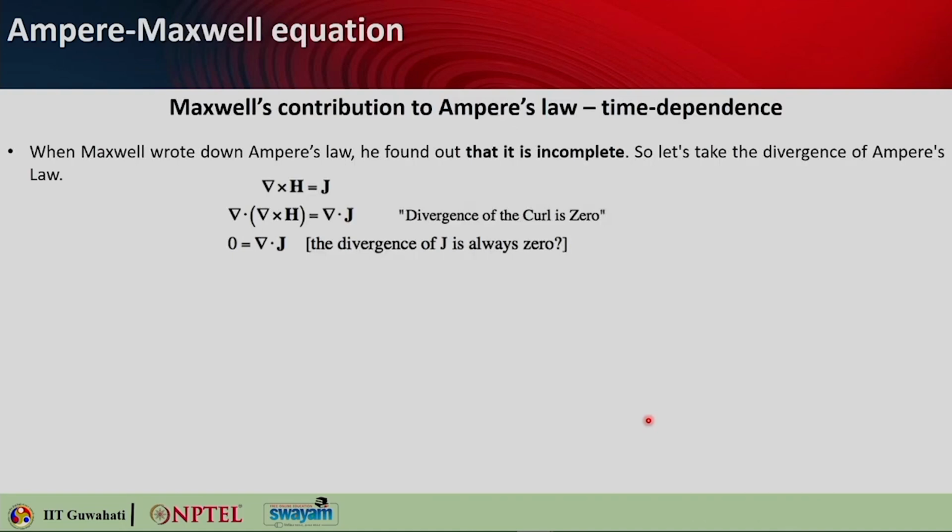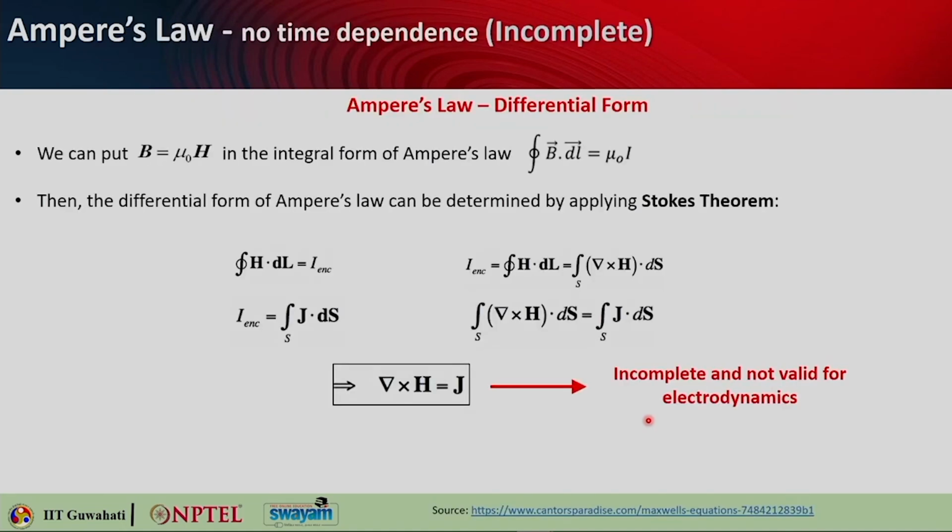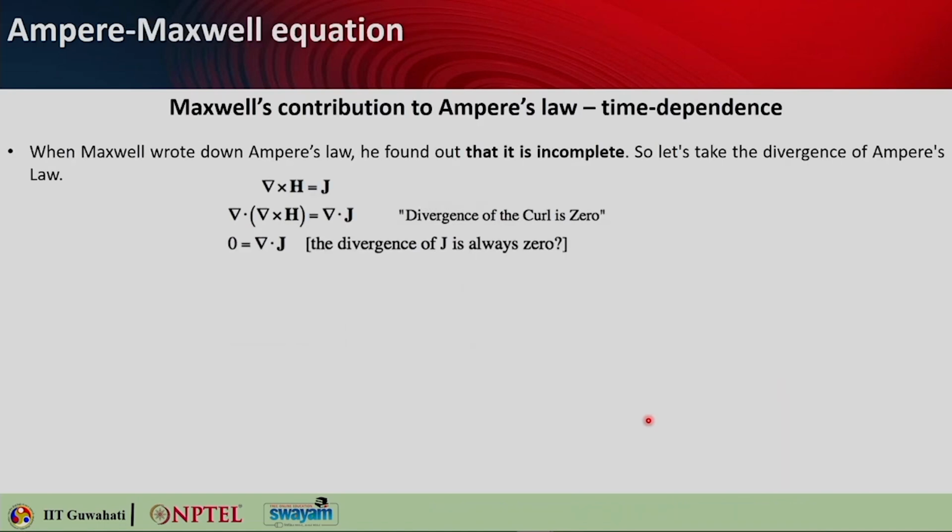This form is called Ampere's law. But where did Ampere's law go wrong, and how did it become incomplete? The first thing was that it didn't have any time dependence. So Maxwell brought in time dependence in this particular equation, and that was the biggest contribution of Maxwell. Maxwell wrote down Ampere's law and found out that it is incomplete, because when you take the divergence of Ampere's law, where Ampere's law is curl of H equals J.